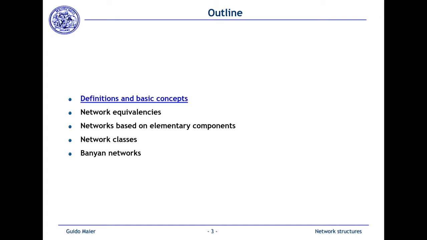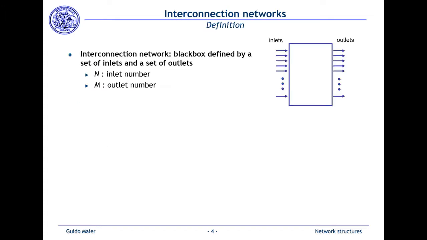So let's start. This is the first chapter of the course and related to switching theory, as I announced yesterday. Now we start with very simple definitions and basic concepts. They are quite easy to understand initially, and then we get more complicated. And the first main character we have to introduce in this part is the interconnection network, which is also called switching matrix, switch or similar names.